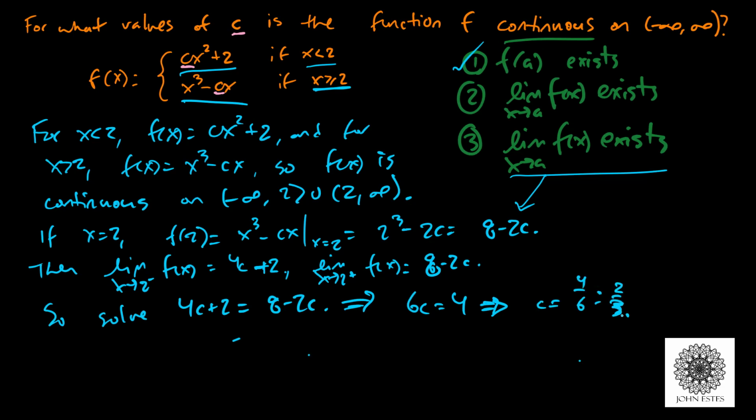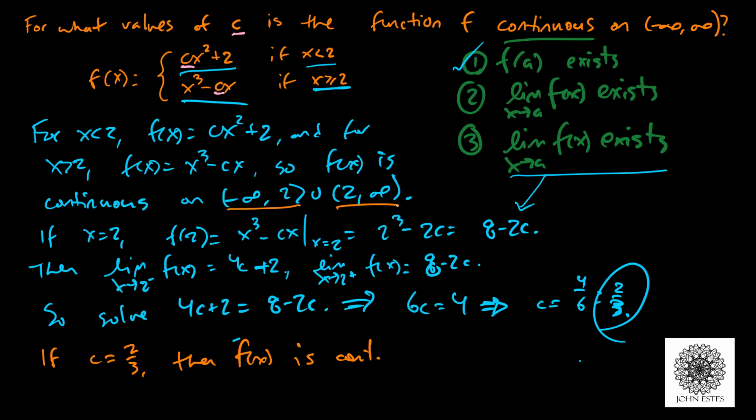Okay, so what this means is if c equals 2/3, then f of x is continuous everywhere. We already knew it was continuous before 2 and after 2, and if c is 2/3, then f of x is continuous at 2 as well. So then it'd be continuous from negative infinity to positive infinity, which is exactly what the question is asking for.